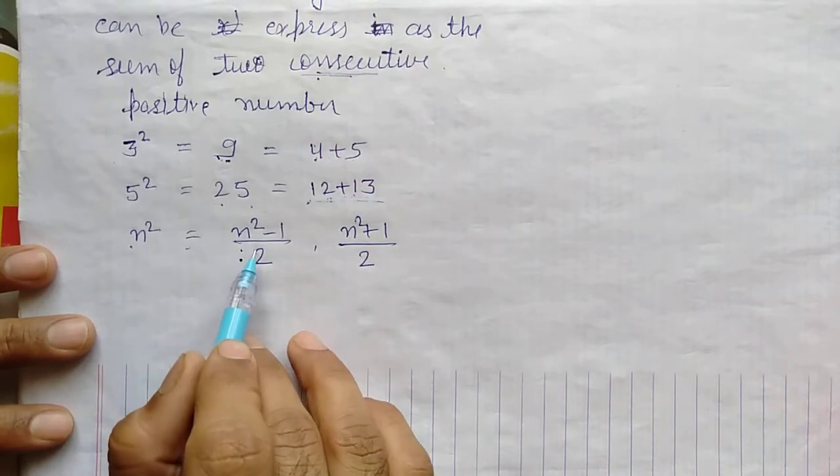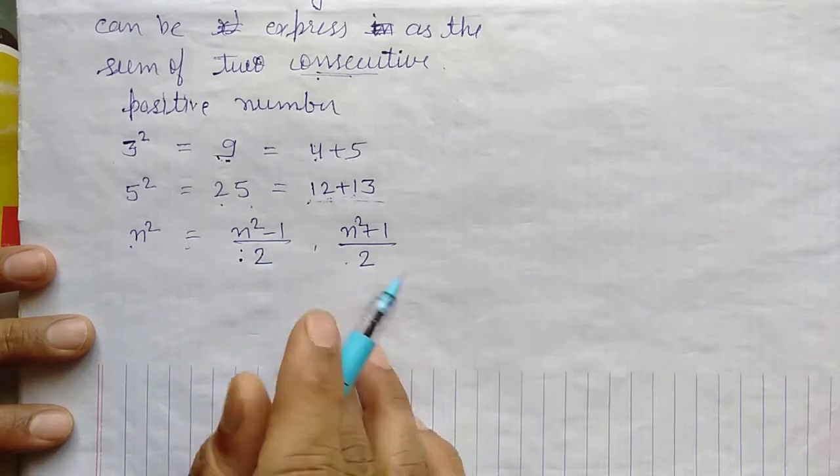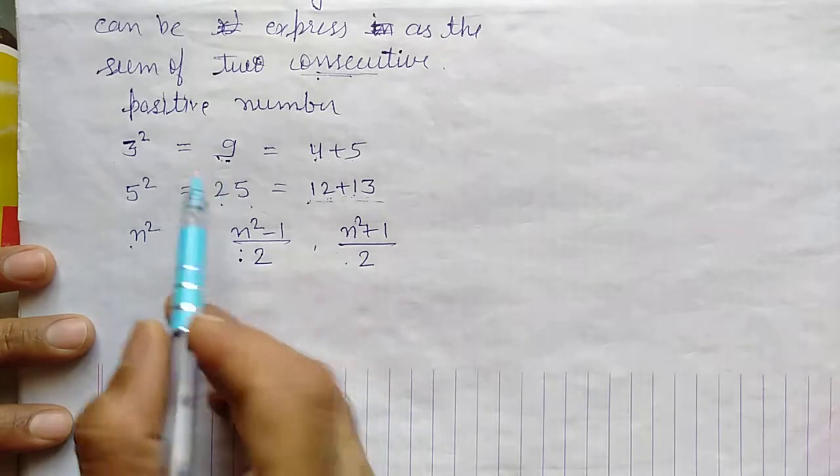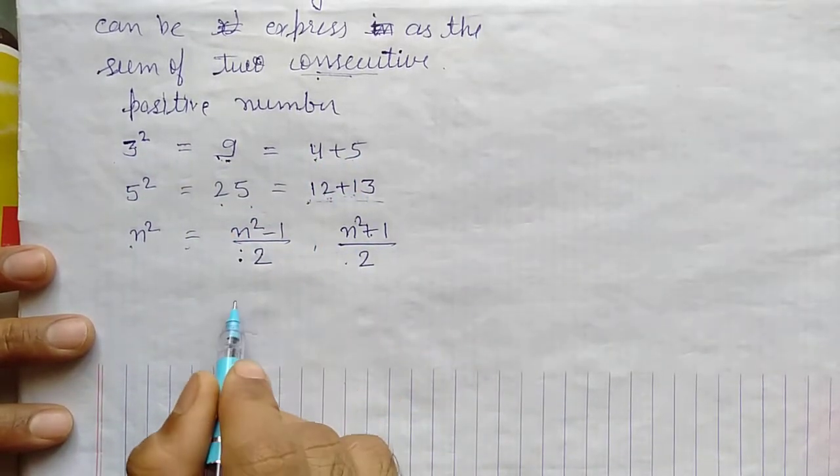This one is n square minus 1 and the other one is n square plus 1. This can be expressed in this form, this first form and this second form. How can we say this is correct?